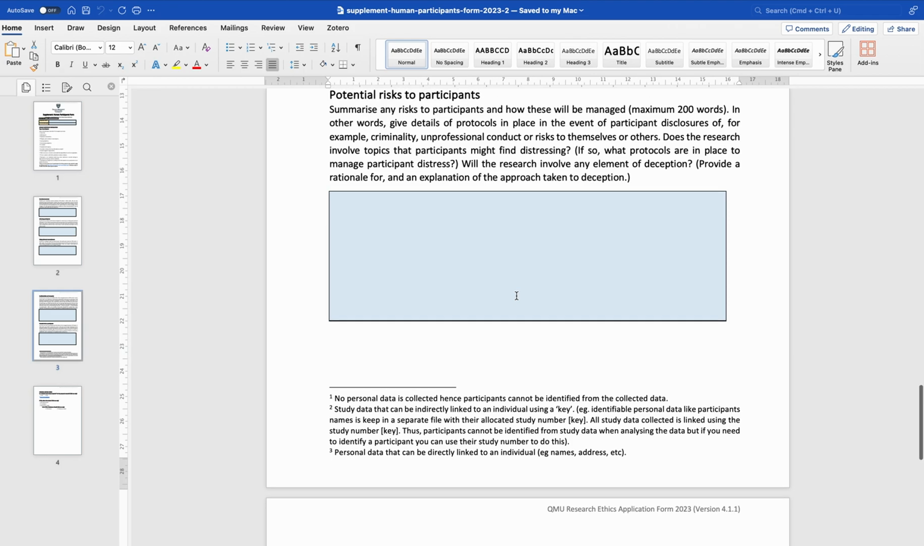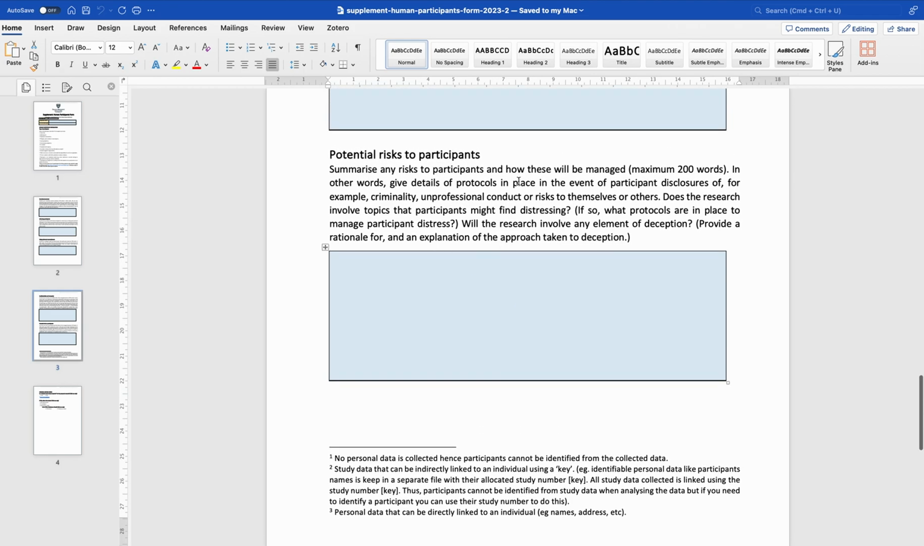And finally, what risks are there to participants? What potential risks are there to participants? There are unlikely to be physical risks in your cases. There may be things which participants might find distressing. It's possible, but don't exaggerate. Okay. And if there is potential for distress, what is in place to manage that?